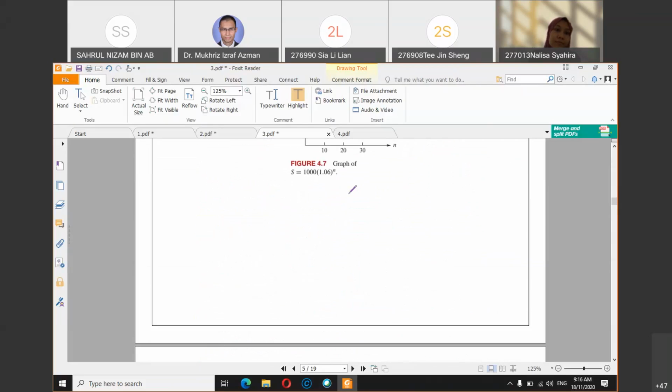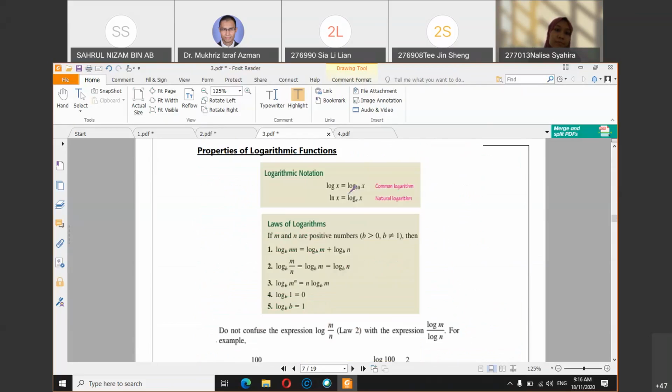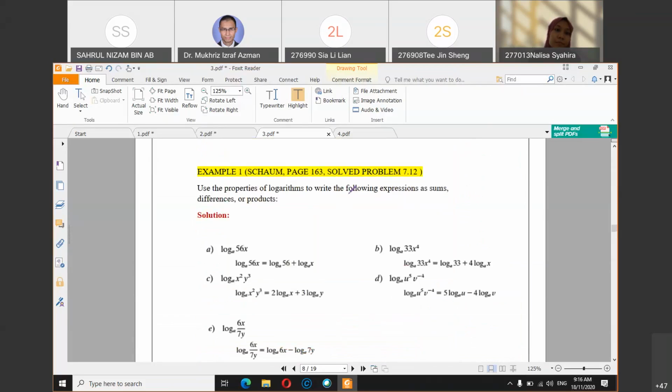Let us find, so this is on log. So we had two exponent examples before.